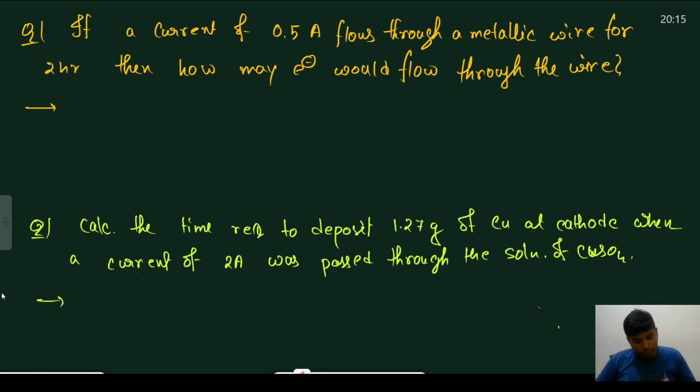For the first one, this is 22.5 into 10 to the power 22. Okay. I think it should be 2.25. 22.5 will not be right. Chemistry-wise you are okay, but you made a calculation mistake.